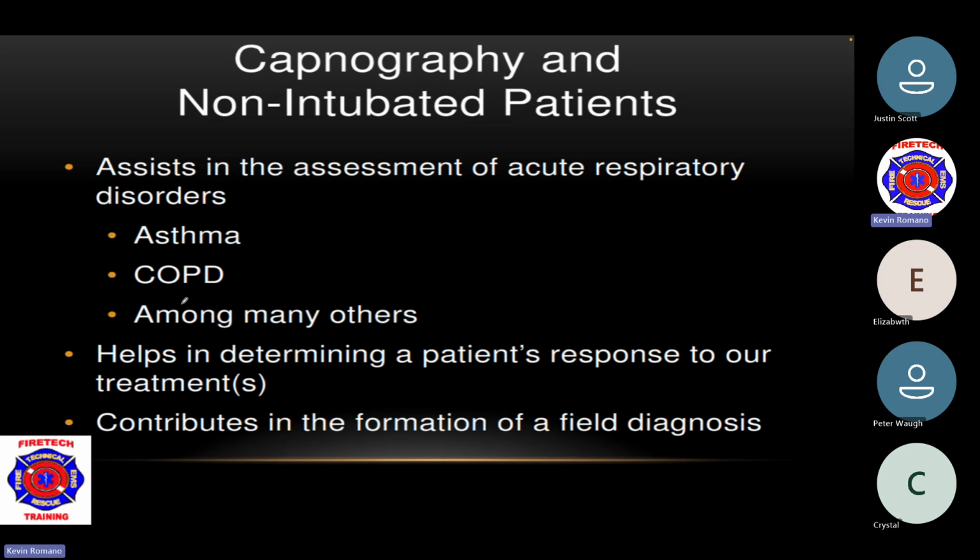This helps determine how we're going to treat our patients. It also helps with response to our treatments if we're giving meds en route. It also contributes to the formation of the field diagnosis, right? Looking at our differentials, it helps with the field diagnosis and what we're going to do for treatment plans at this point in time.